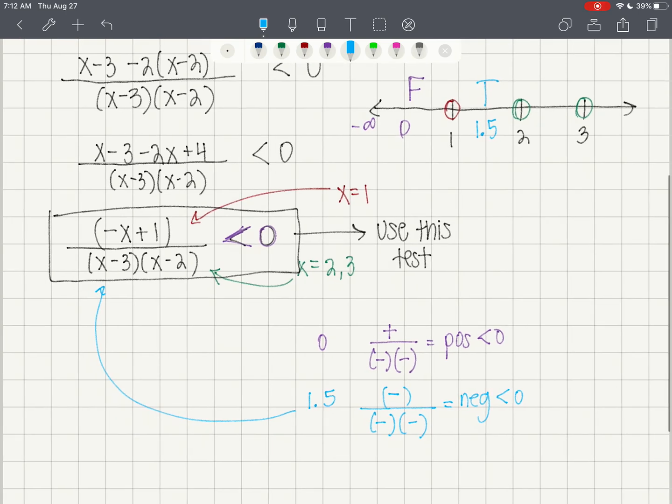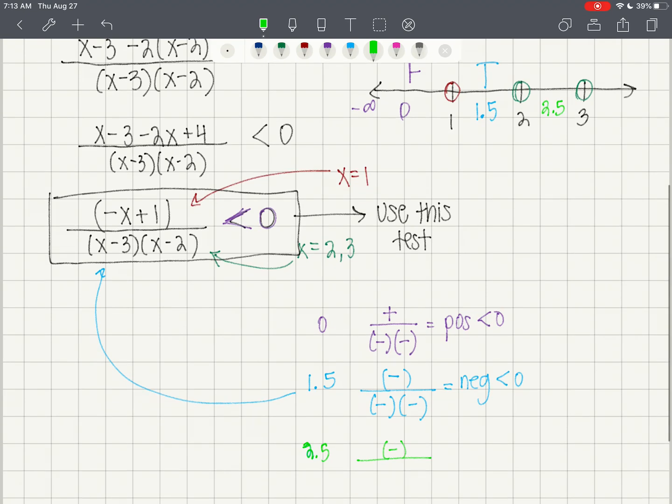Let's try between 2 and 3. Let's try 2.5. Let's use a different color. 2.5. Negative 2.5 plus 1 is negative. 2.5 minus 3 is also negative. 2.5 minus 2 is positive. So a negative over a negative is a positive. A positive is not less than 0. That's false.